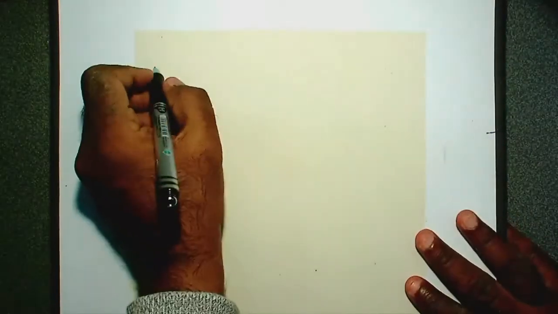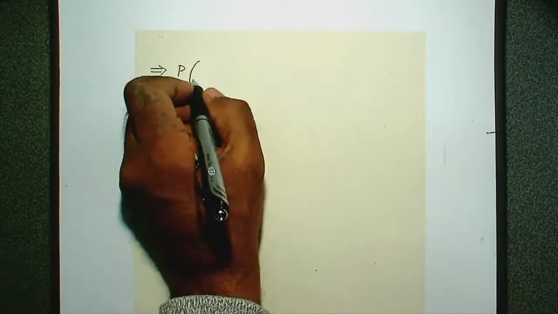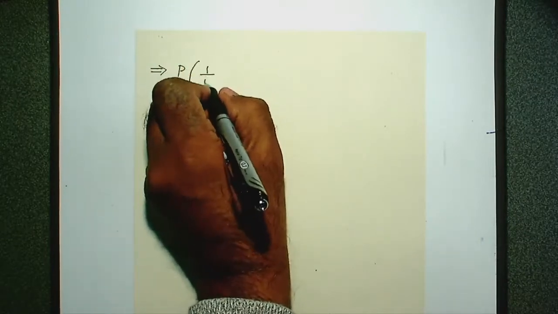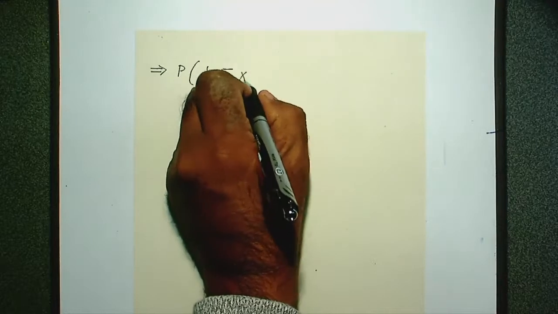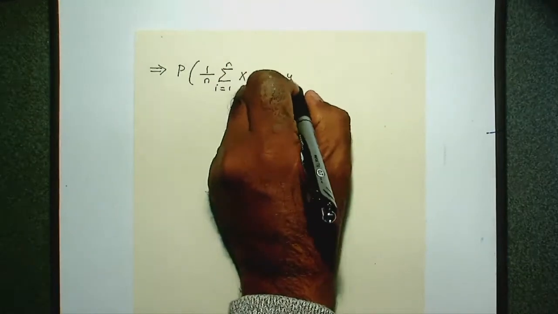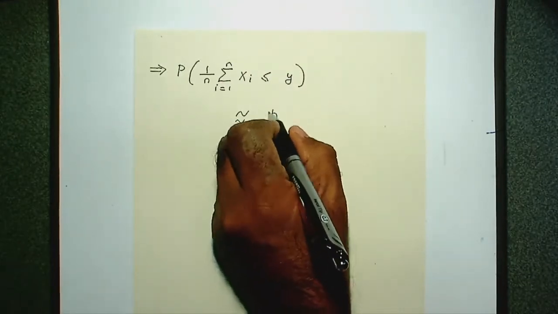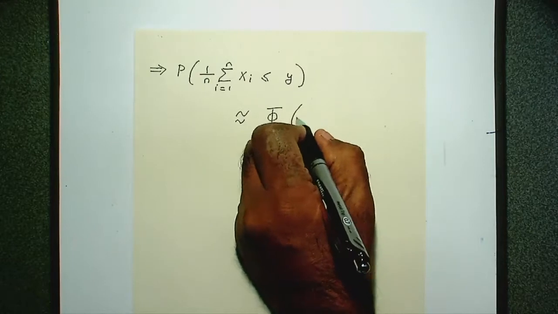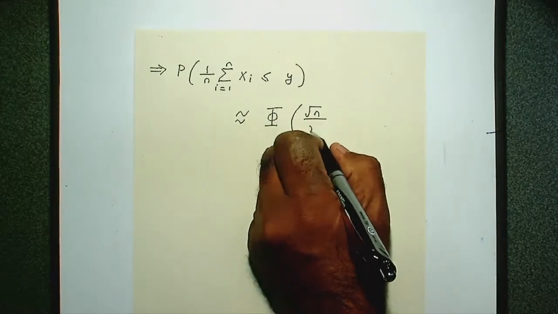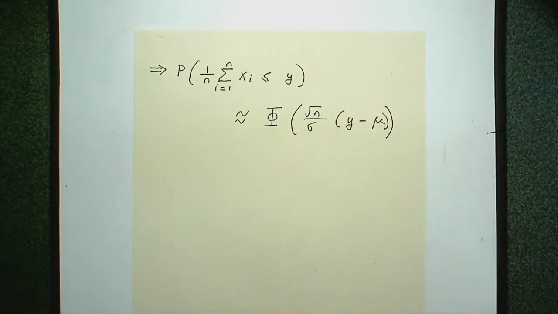Now, we are not finished yet, because that implies that the probability that, remember, x bar is 1 over n times the sum of xi, i from 1 to n, less than or equal to y, is approximately equal to phi of root n divided by sigma times y minus mu.